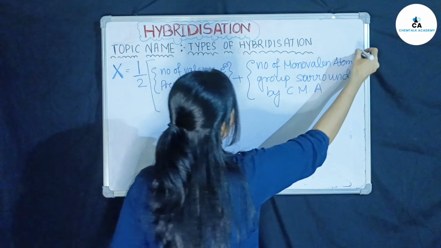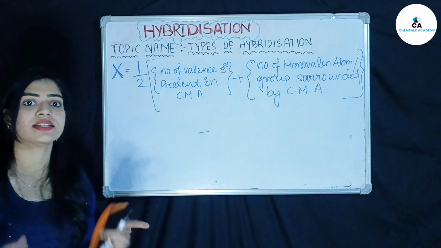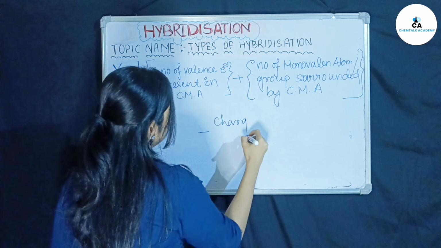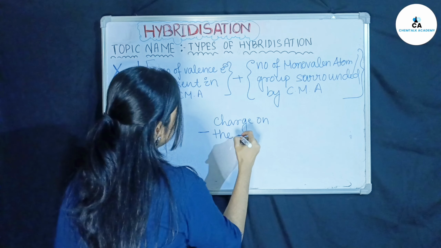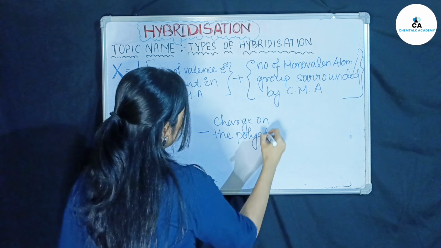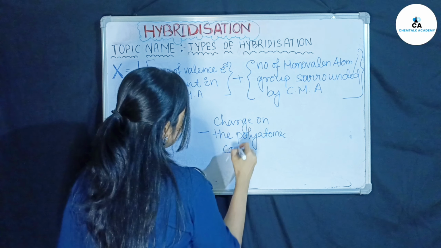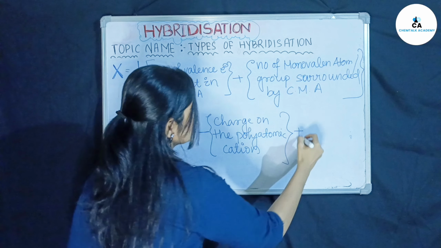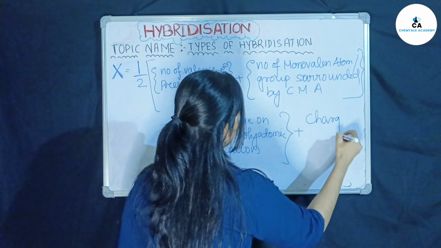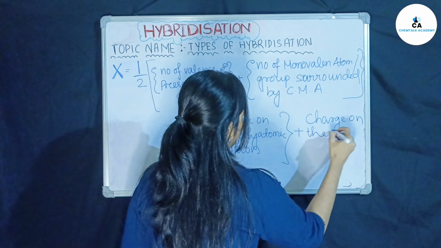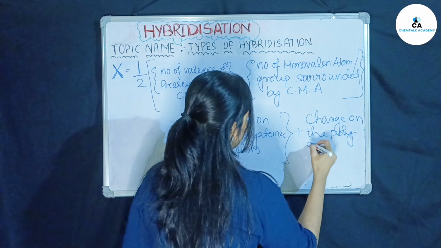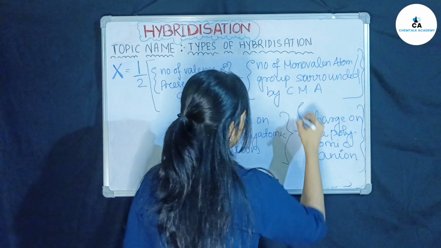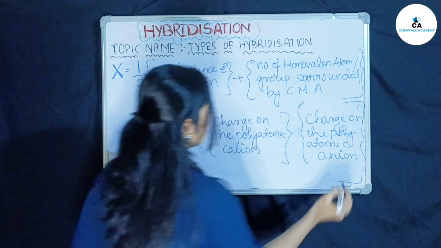central metal atom. Okay, minus, if the species is a cationic species or anionic species, then charge on the polyatomic cation, charge on the polyatomic cation, plus if it is an anion, then charge on the polyatomic anion. Okay, this is the formula.